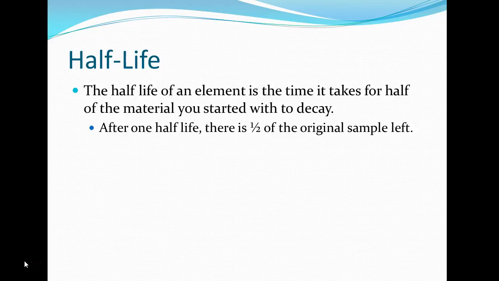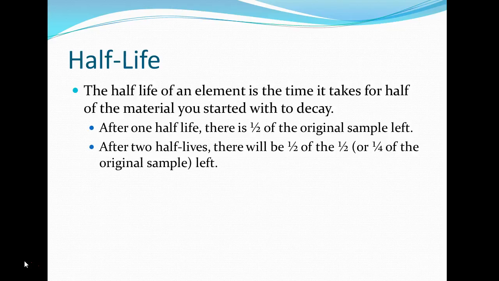So if you started with 100 grams of some sort of isotope, after one half-life, you're going to have half of it, so only 50 grams will be left. After two half-lives, there'll be half of the half, or a quarter of your original sample left. So again, if you started with 100 grams, goes through one half-life, you'll have 50 grams. After the next half-life, you would have 25 grams. So every time you go through a half-life, you divide your sample by 2.